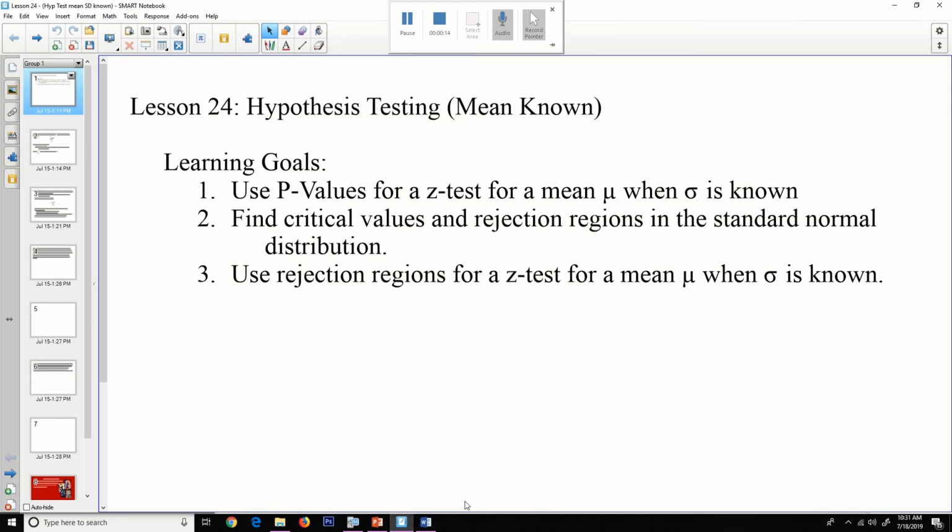So, first thing, our goals. We're going to use p-values for a z-test for a mean where the standard deviation is known. And we're going to find critical values and rejection regions in the standard normal distribution, and then we're going to use rejection regions for a z-test when the standard deviation is known, and we'll also use p-values as well.